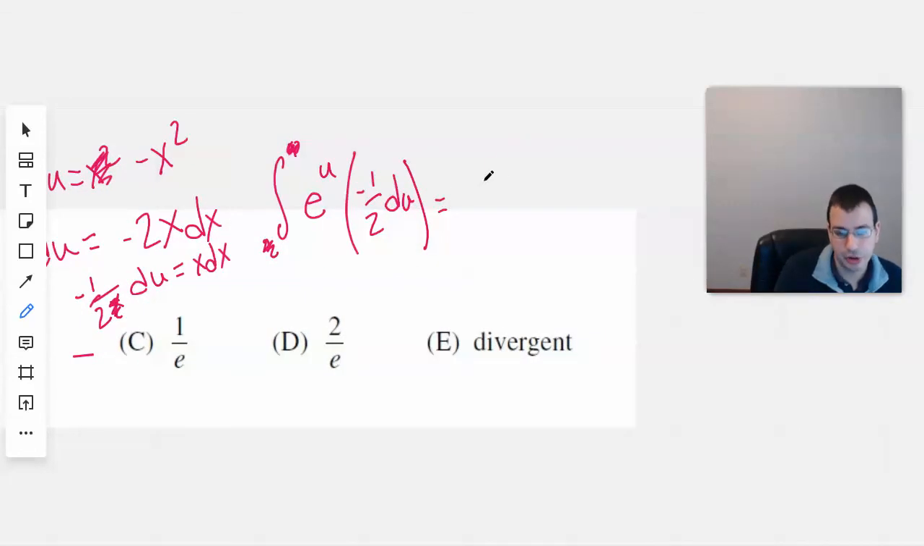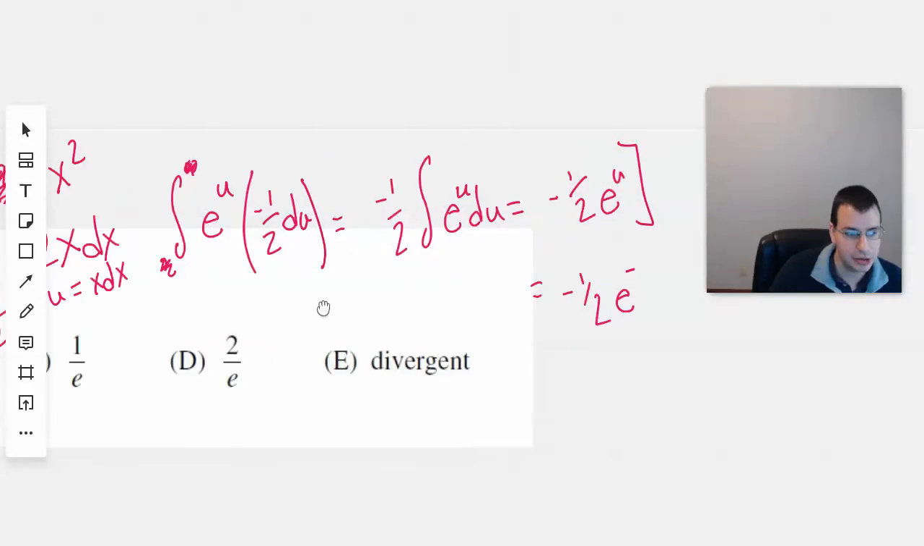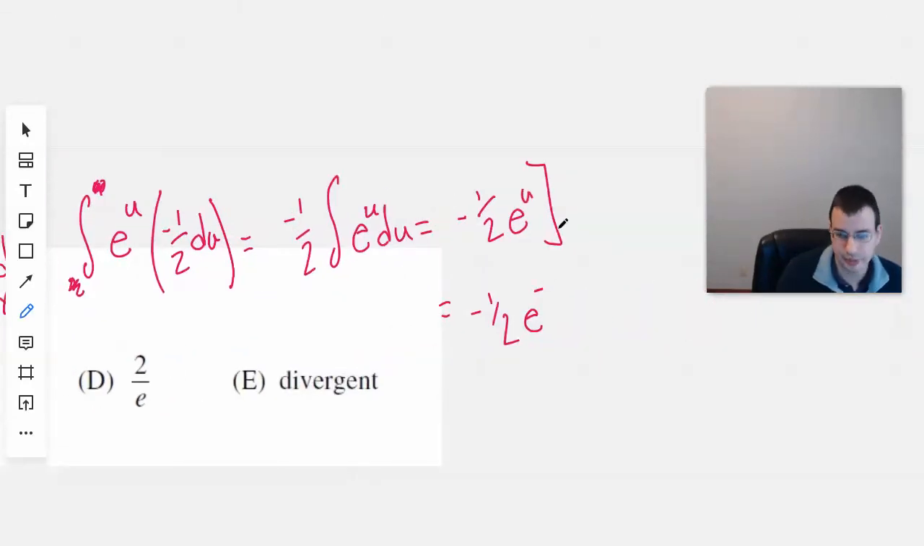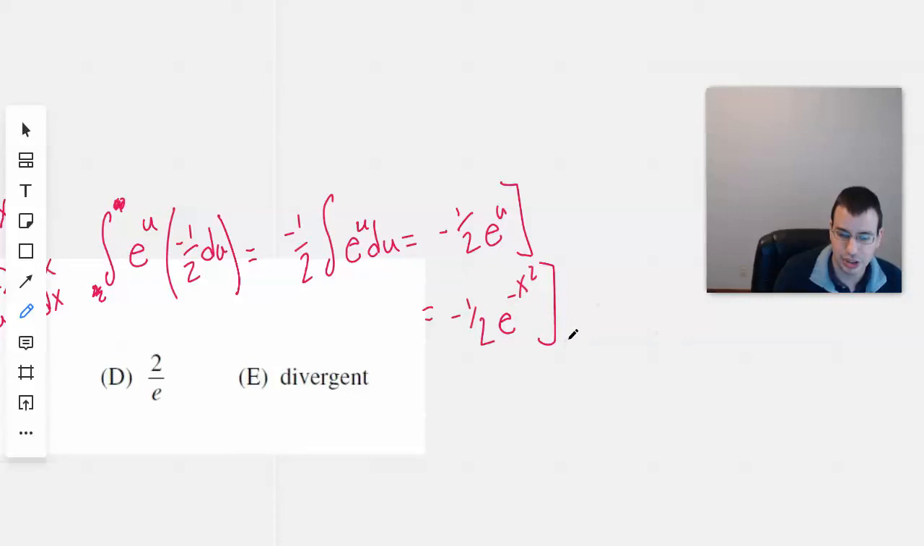which equals negative 1/2 integral e to the u du, which equals negative 1/2 e to the u, to some limits of integration, which equals negative 1/2 e to the negative, what did I say u was? Negative x squared. From, and our limits of integration were 1 to infinity, specifically not 0.